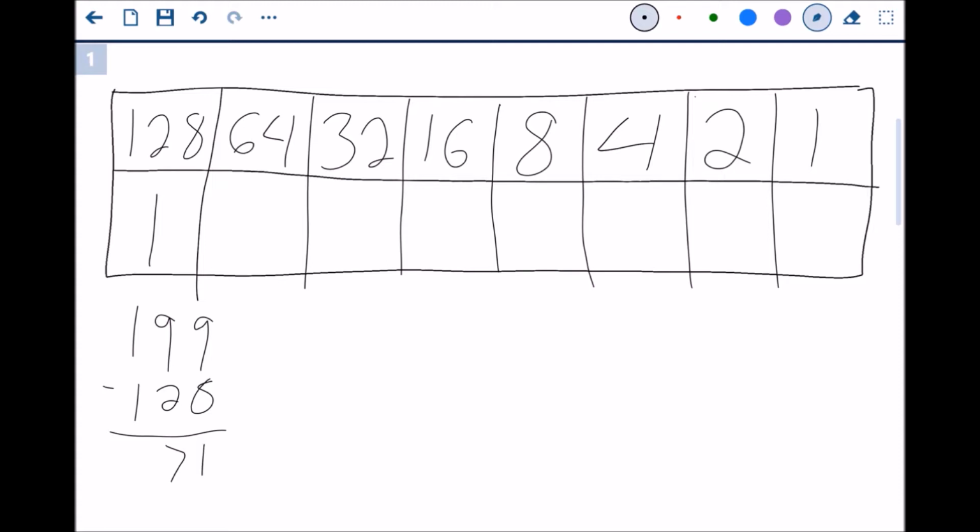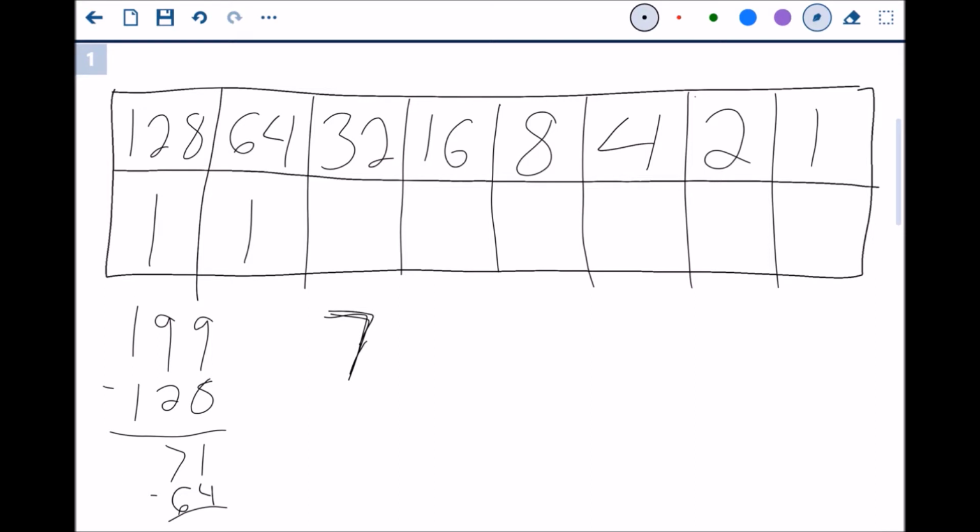Next, we ask ourselves if we can subtract the next number from the number that we have remaining. So can we subtract 64 from 71 without going negative? And of course the answer is yes, we can. So we put a 1 in that column, and what we have left is 7. So I'm just going to move that up here. That's what we have left. So we just follow this process throughout.